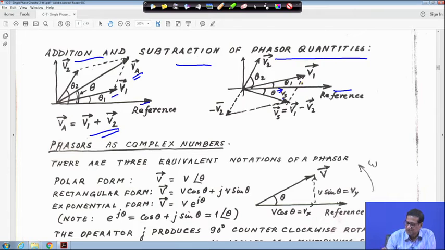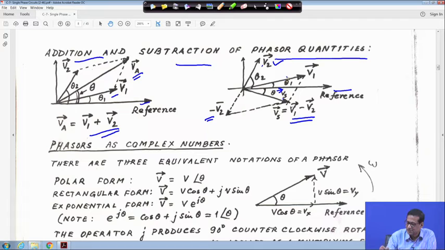So this is your V1 and this is your V2. If you want to find out what will be your VS, you can easily find out that VS is equal to V1 minus V2. In this case, if this is V2, this side will be minus V2. That means if you go for phasor sum, the way you do vector sum, VS will be equal to V1 minus V2.